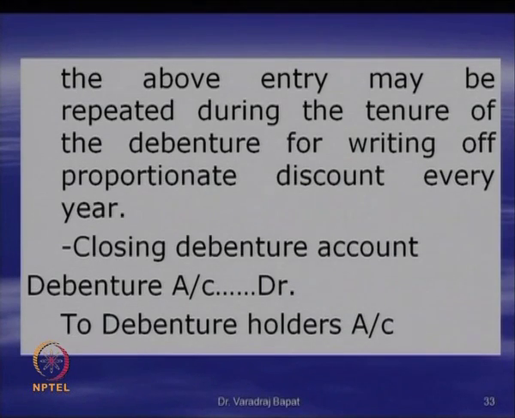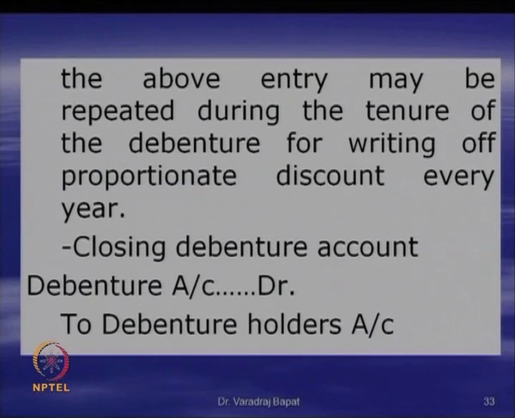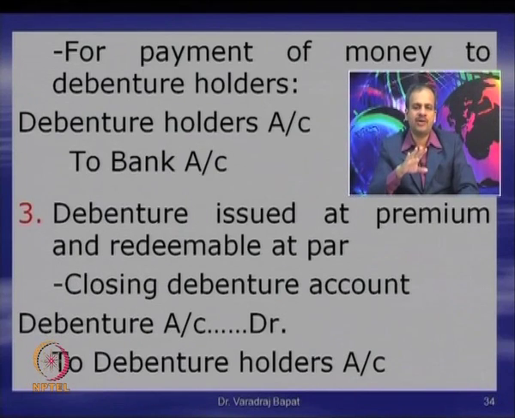Now, this loss on issue of debenture or the discount may be written off proportionately every year. In that case, this first entry, that is P&L to discount, will be repeated every year for that much amount. So, let us say there is a discount of 3 rupees, I may write off 1 rupee each year like that. Now, this entry is same, debenture holders are being paid. So, debenture holders account debit to bank account.